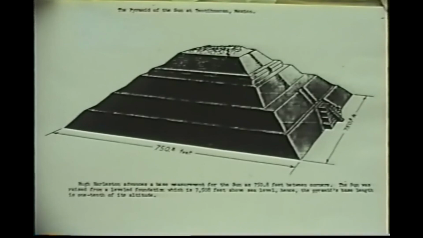But Hugh Harleston went after its original footing in order to find a better picture of its original state. He found that the sun was once some 750.8 feet square at its base, said position being 7,508 feet above sea level today. Another base 10 reference, and in feet.